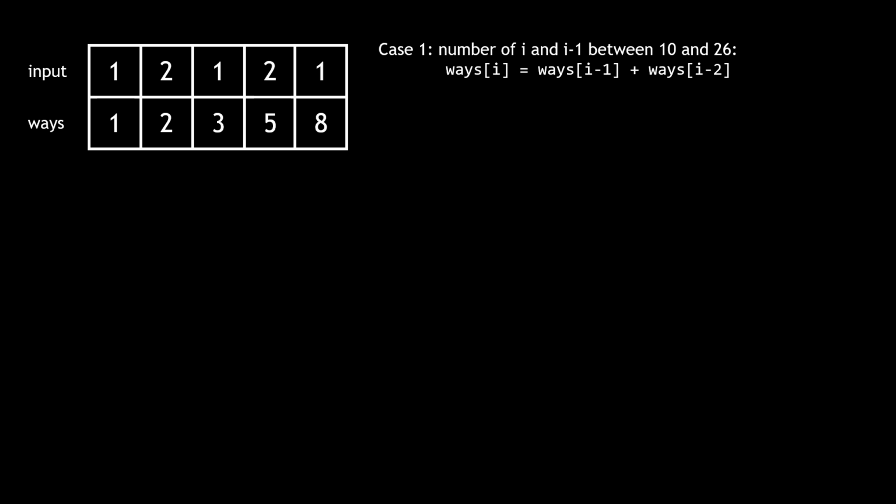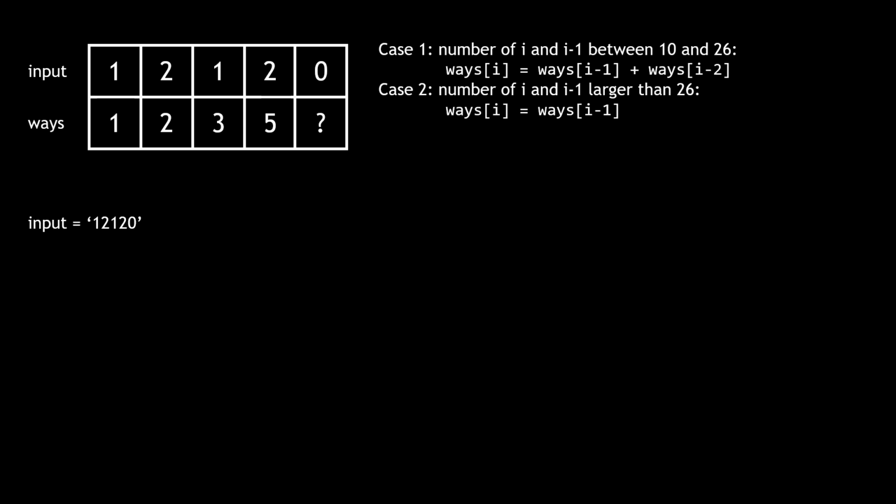So this leads us to our first 2 cases of how we can define a problem into its subproblems. The first case is that if the last 2 numbers combine to form a number between 10 and 26, we can then interpret this in 2 ways, so we include both subproblems. The second case is if the number falls above this range, then we can only interpret the i as a single element, and therefore the number of ways is the same as i-1. Now these are the 2 main cases, but we have to be careful. There are actually more cases, and those occur when we encounter a 0. Something like this, where our input is 12120.